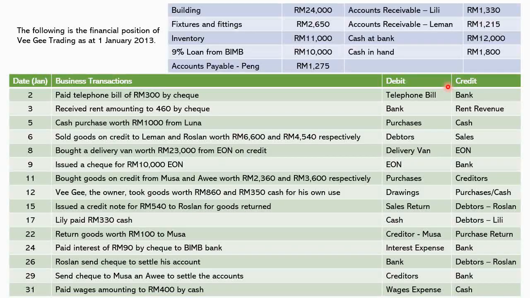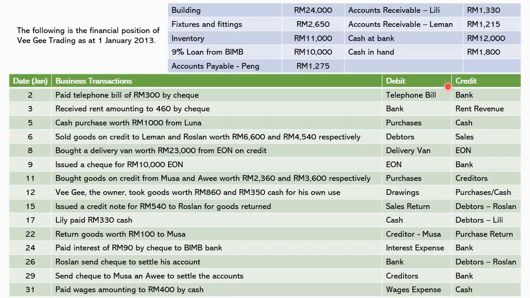So kita beli van secara hutang ya. Hutang dekat Ion. So kita debit delivery van, kita credit Ion. Ion ni kita punya liability ya. So liability kita terhadap Ion bertambah, so kita kreditkan dia. Issue a check for 10,000 to Ion.